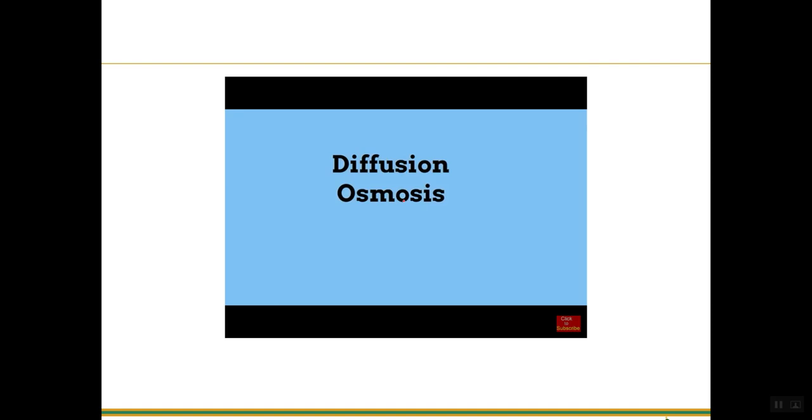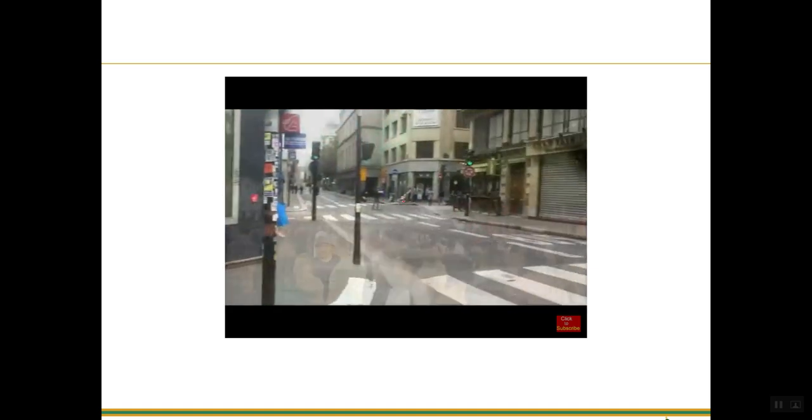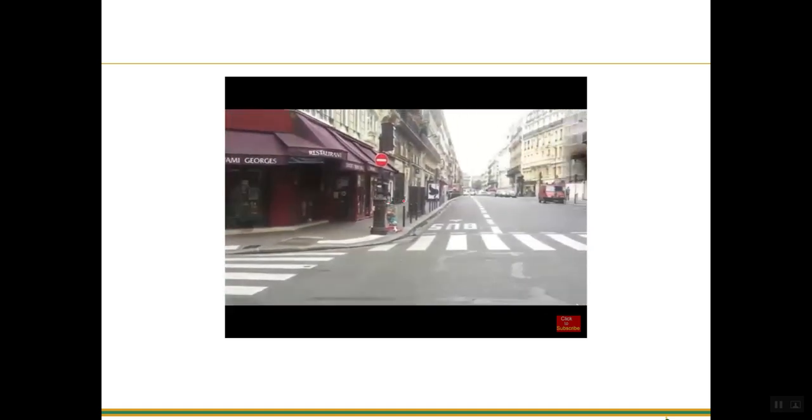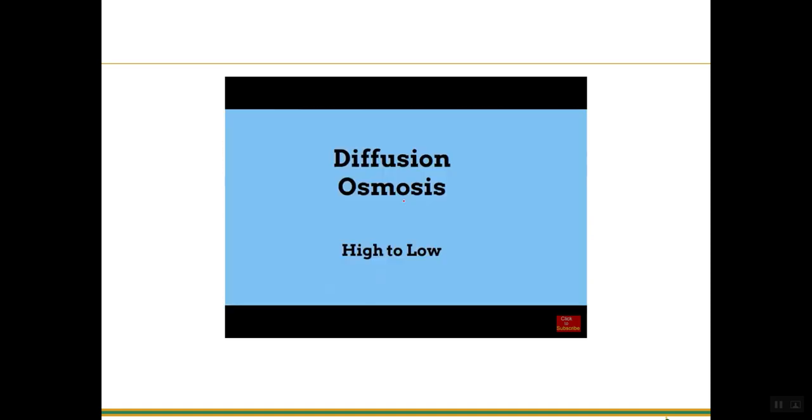In both of these, objects move from a high concentration to a low concentration. In this picture of the city, the first picture is high concentration, lots of people, and the second picture is of low concentration. Here are two examples of diffusion. Again, objects are moving from high concentration to low concentration.